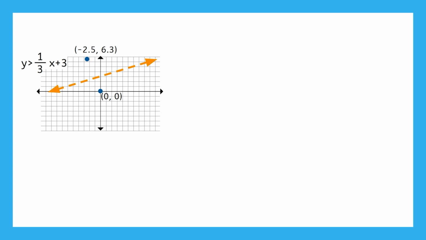Negative 2.5, positive 6.3 is definitely above the line, and 0, 0 is definitely below the line. So either would be great, but which would be the easiest to substitute into the inequality? I really don't want to substitute in decimals. It would be easier to make mistakes when doing my calculations. Anything with integers would be better, like 0, 0.